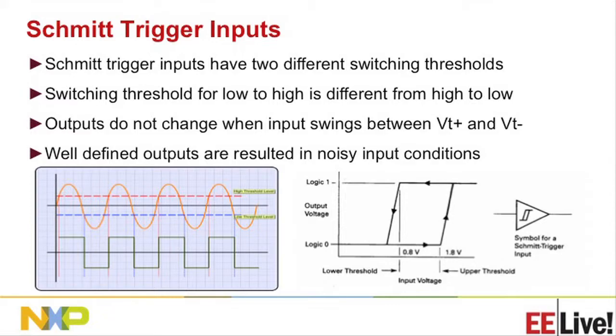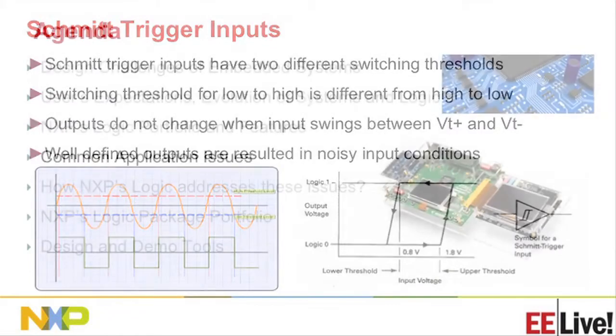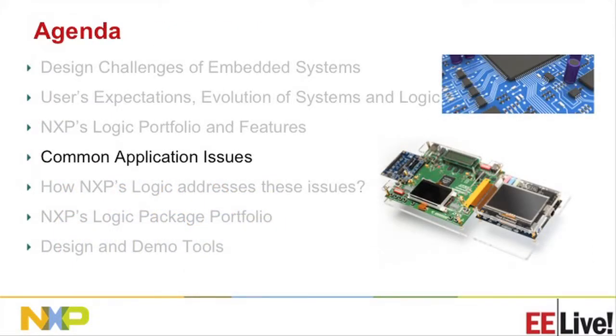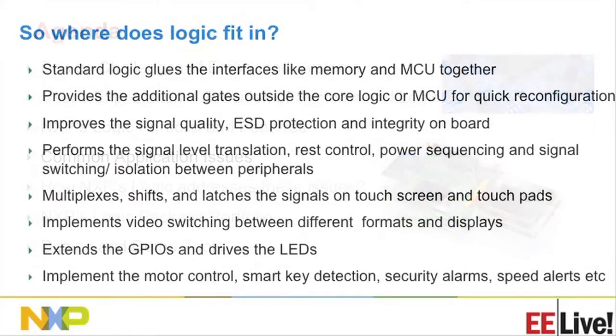So that's where logic families with the Schmitt trigger can be used. So looking at the common application issues, again, all of these things can be done by logic and still are done. For example, we improve the signal integrity, we do some level translation, we latch the signals, we do the left to right shift or right to left shift with logic. But let's look at some of them.